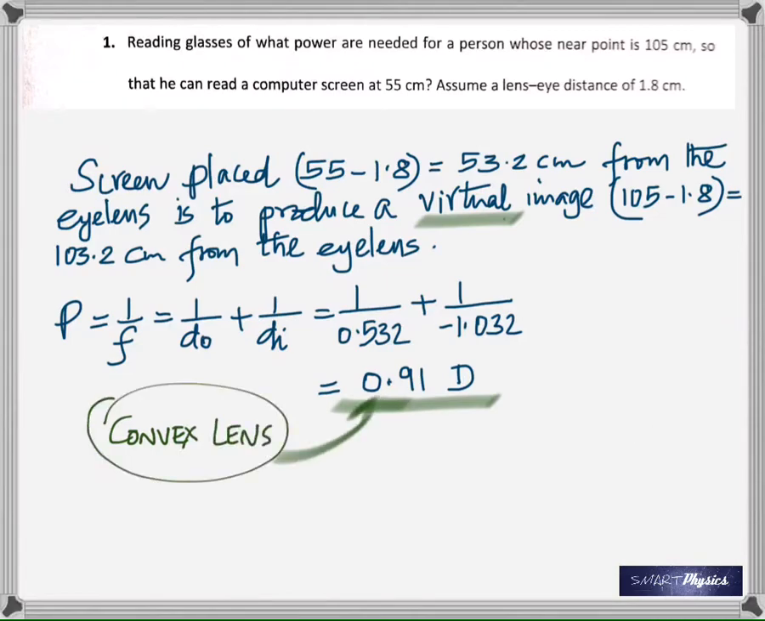Because it's a positive power, it is a convex lens. Also remember that when you calculate, the distances have to be in meters because that's when you will get the power in diopters. Because this definition works only if the focal length is in meters.